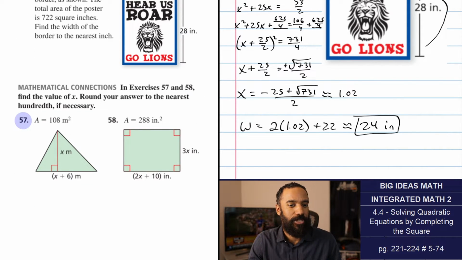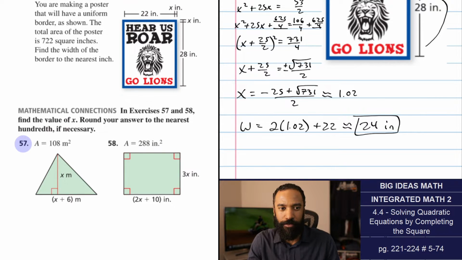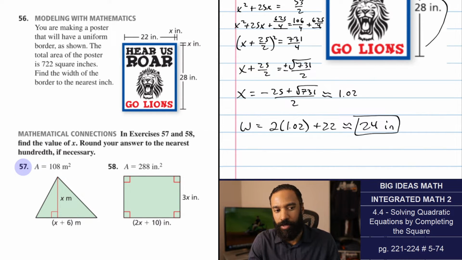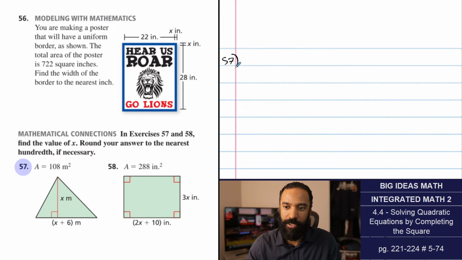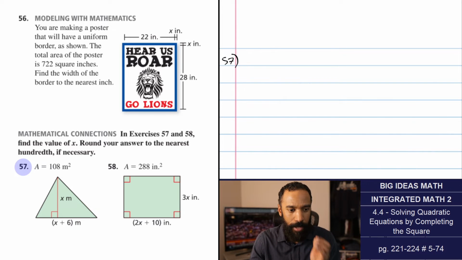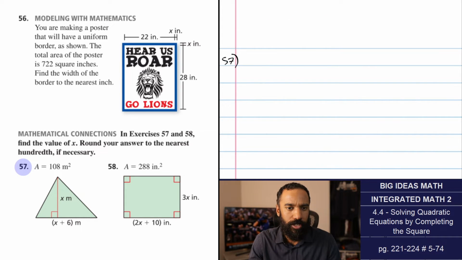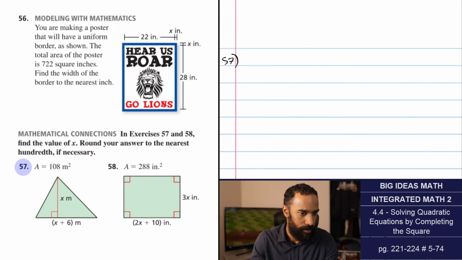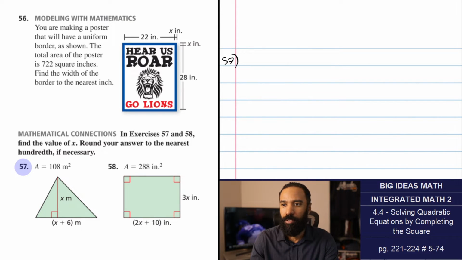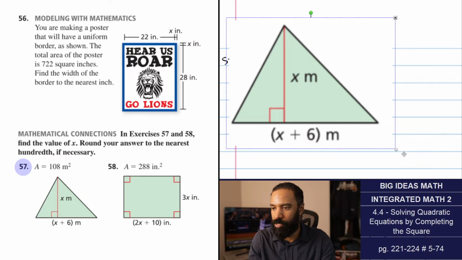All right, in exercises 57 and 58, find the value of x. Round your answer to the nearest hundredth if necessary. Okay, so on this first one, number 57, we have a triangle. Let's copy and paste these guys here. Less work for me to have to do.